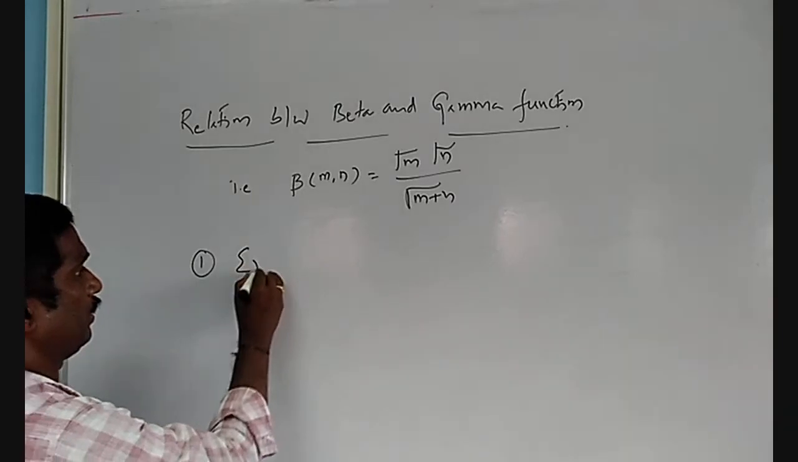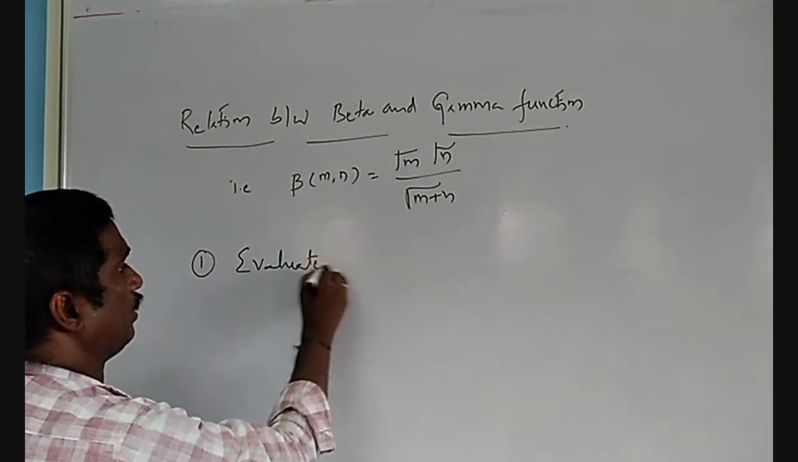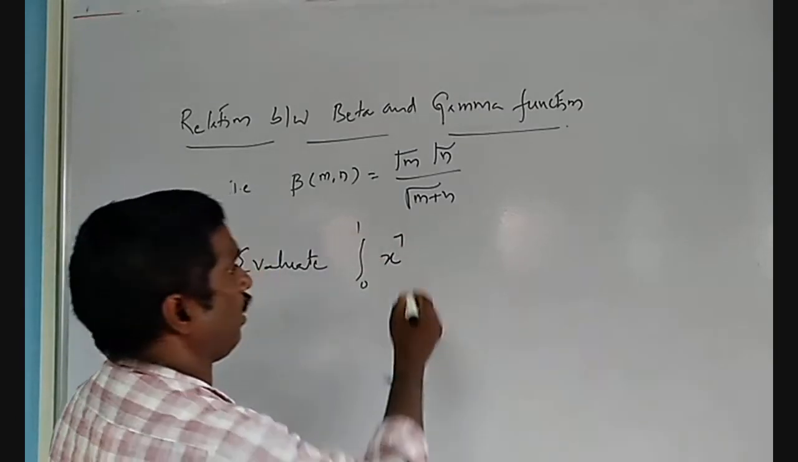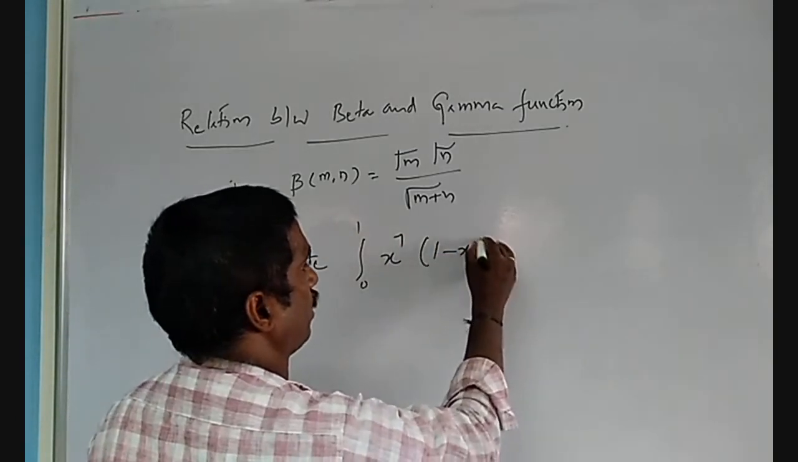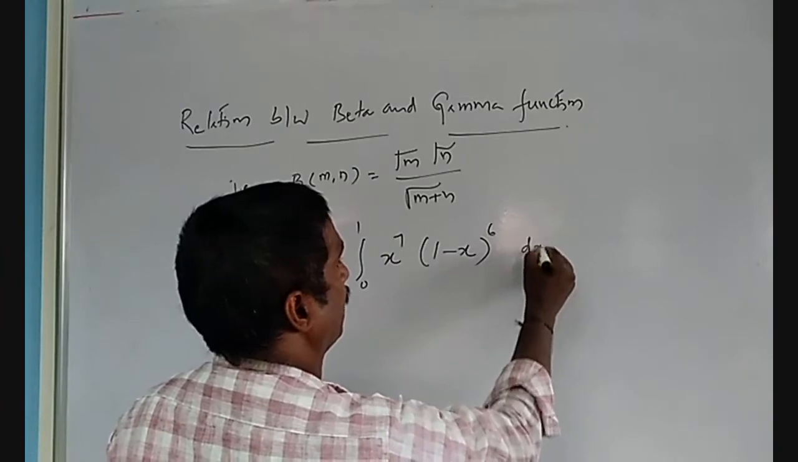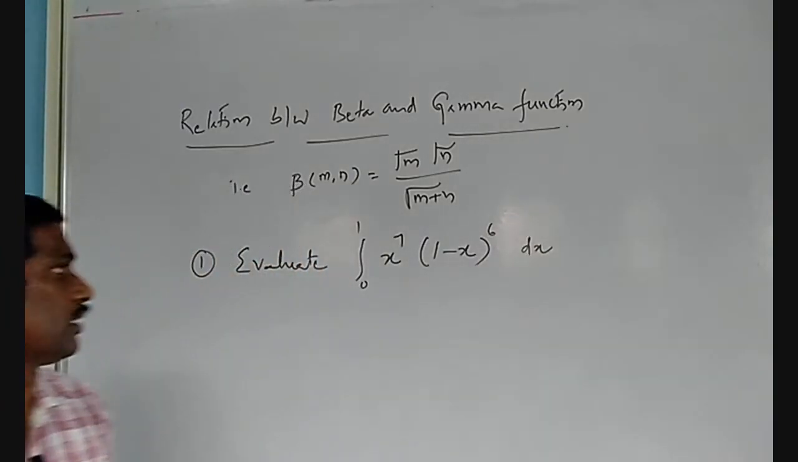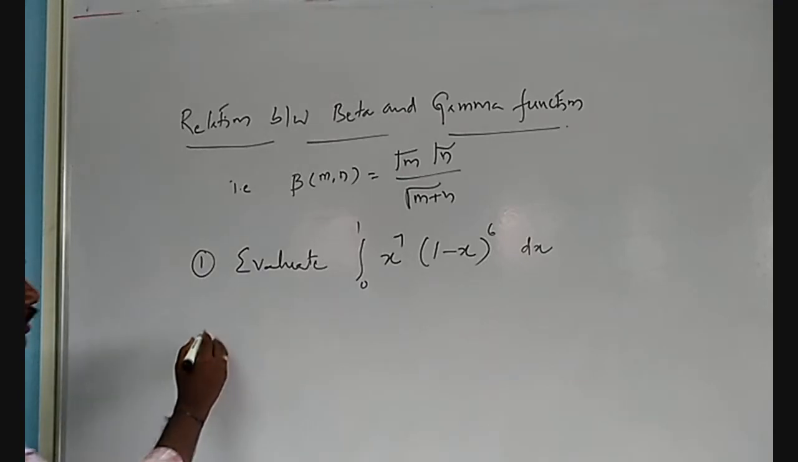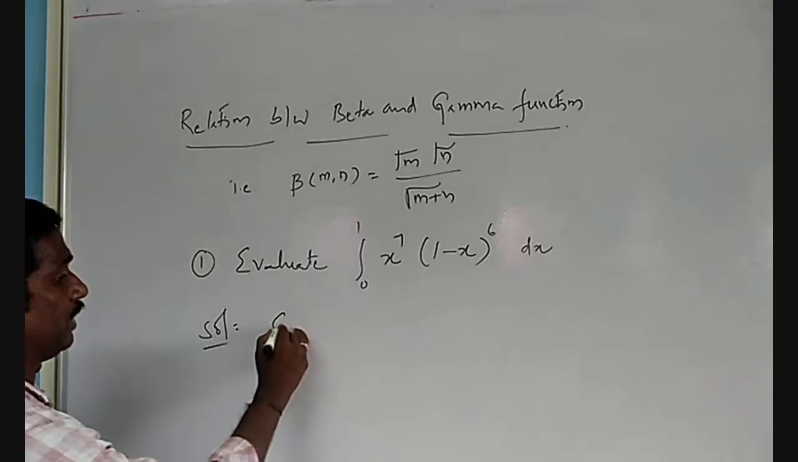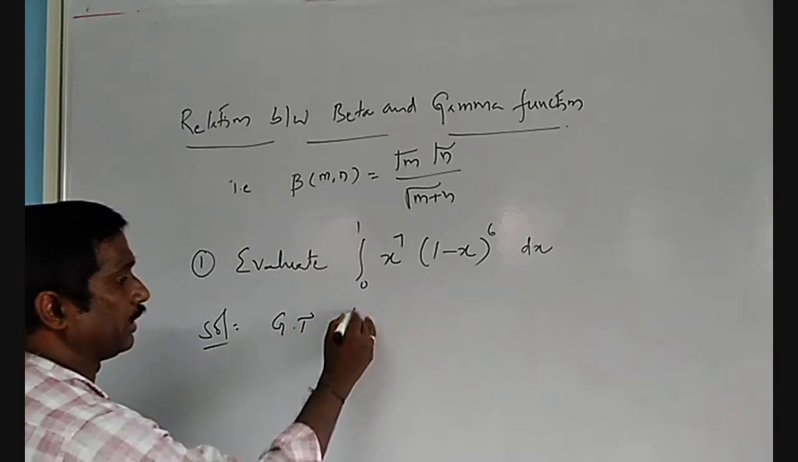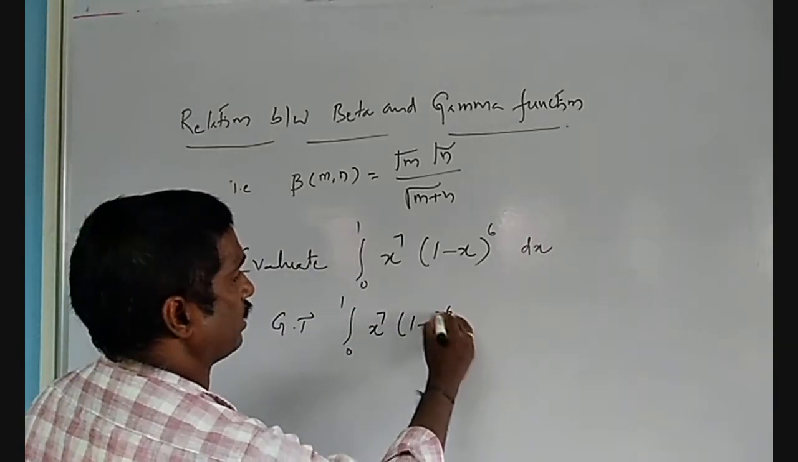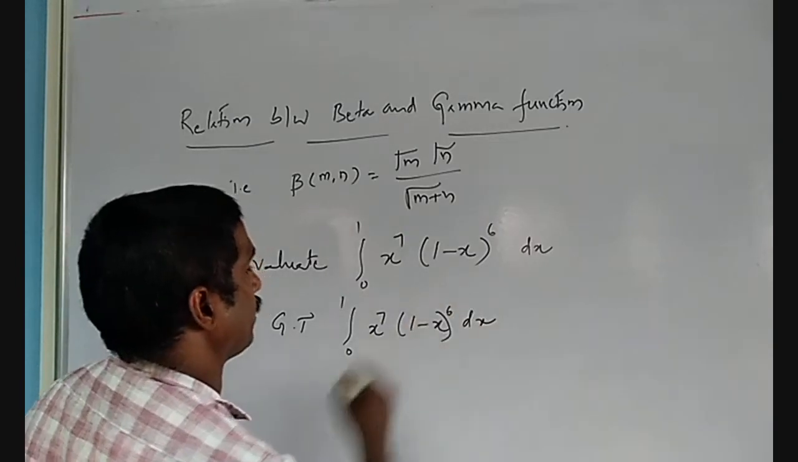Evaluate integral 0 to 1 x power 7 of (1 minus x) whole power 6 into dx. So this is the given problem. Now solve the problem. Solution. Given integral 0 to 1 x power 7 of (1 minus x) whole power 6 into dx.